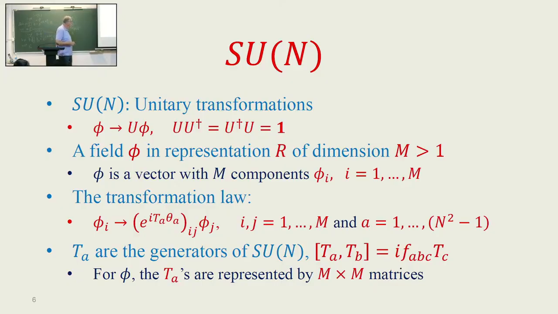No matter what size of matrices the TA are, they always fulfill this commutation relation which characterizes the group SU(N). So two of these, [TA, TB] equals i f^{ABC} TC. First of all, f^{ABC} are known, fixed numbers, which only depend on the group SU(N) that we are talking about. And A, B and C, these indices run from 1 to N squared minus 1.